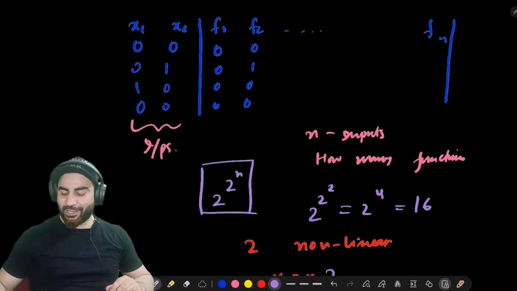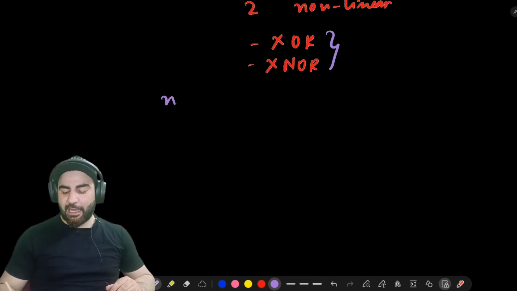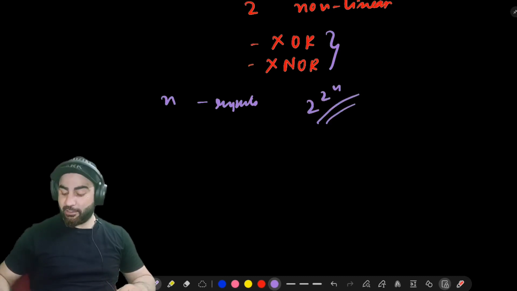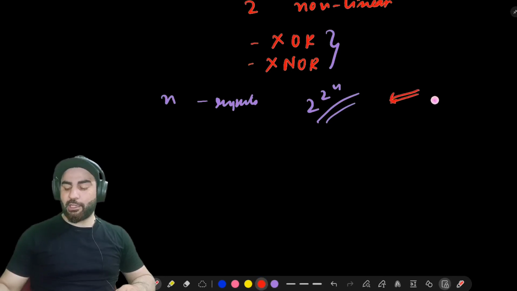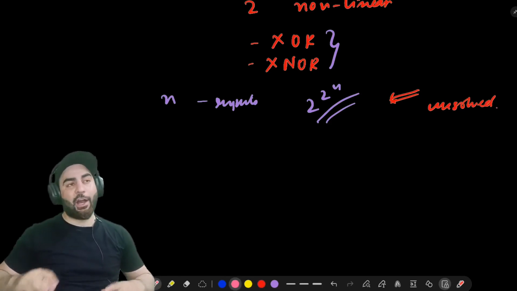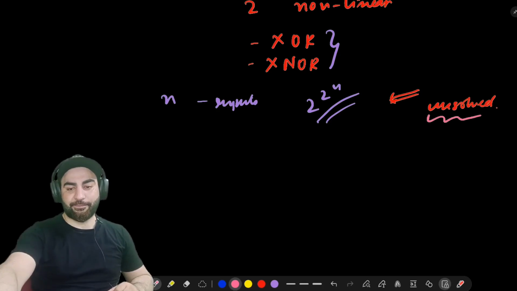So now the question is, how many such functions will we have? If I give you, let's suppose, n inputs, and I say the possible combinations are 2 to the power n, and the total number of functions is 2 to the power 2 to the power n, how many functions are there which will be non-linear? So this question is unsolved. This is an unsolved question. Nobody knows. It's a mathematical problem. You can try it on your own to find how many functions will be non-linear, but so far I haven't found any solution for this.